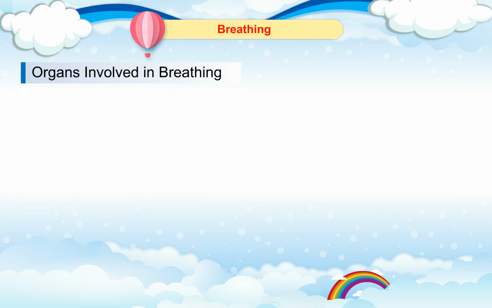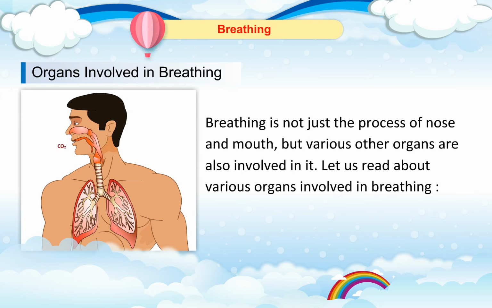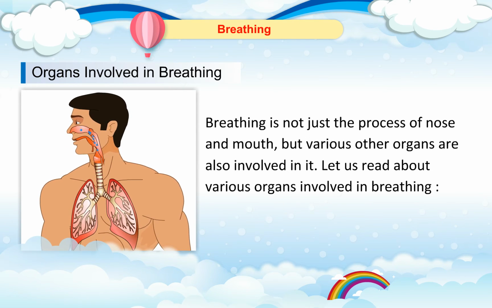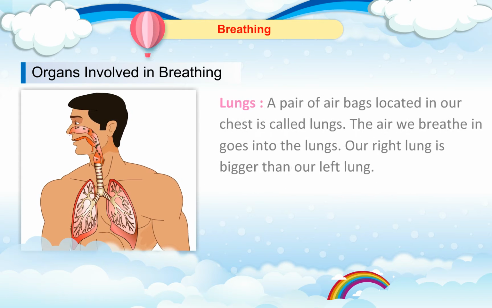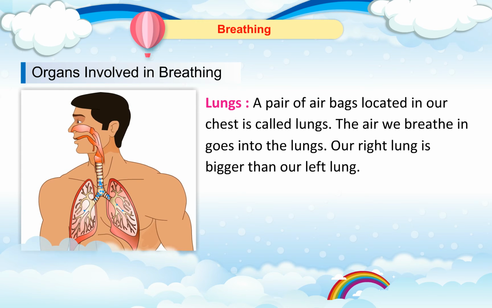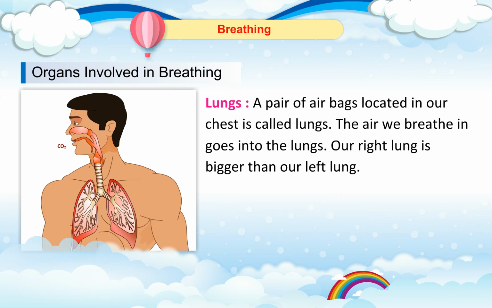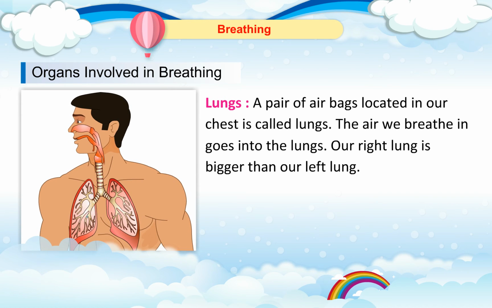Organs involved in breathing. Breathing is not just the process of nose and mouth, but various other organs are also involved in it. Let us read about various organs involved in breathing. Lungs. A pair of air bags located in our chest is called lungs. The air we breathe in goes into the lungs. Our right lung is bigger than our left lung.